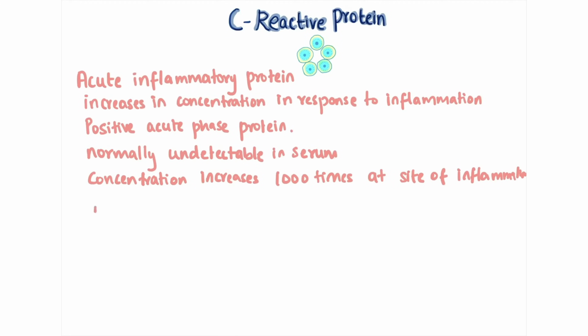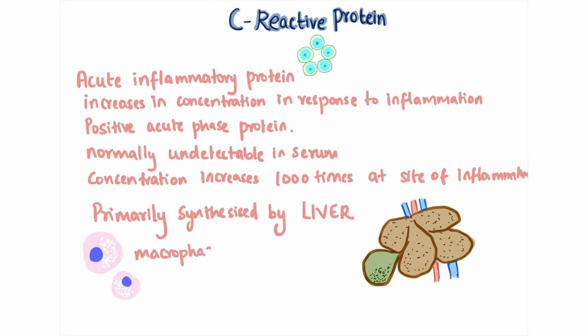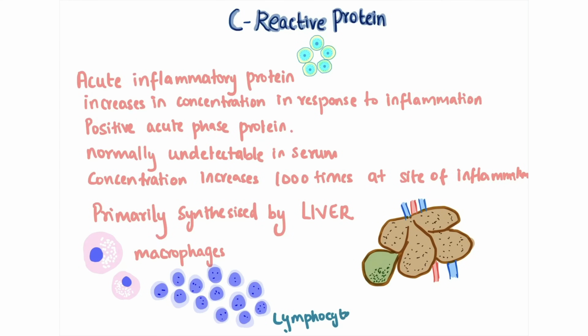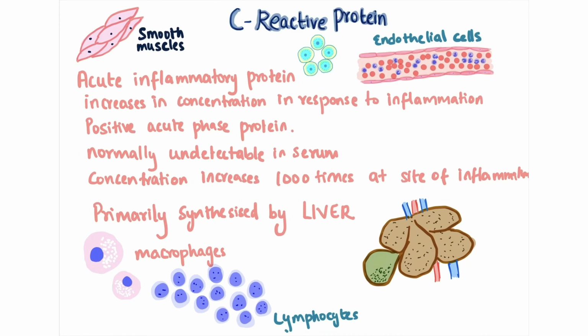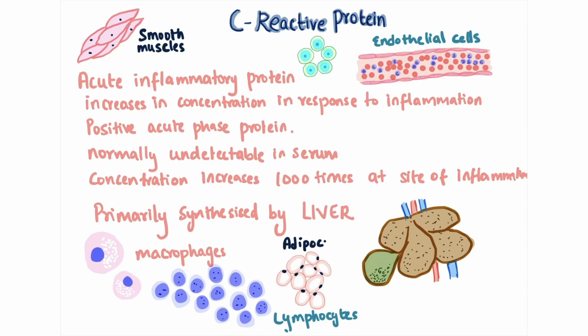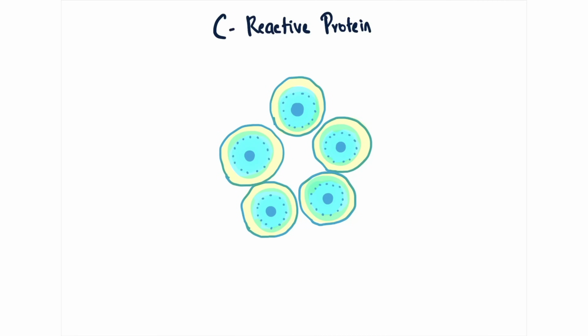It is primarily synthesized by the liver, but also synthesized by macrophages, lymphocytes, endothelial cells, smooth muscles, and adipocytes. C-reactive protein consists of 5 subunits of around 20 kilodalton each, forming a pentamer.